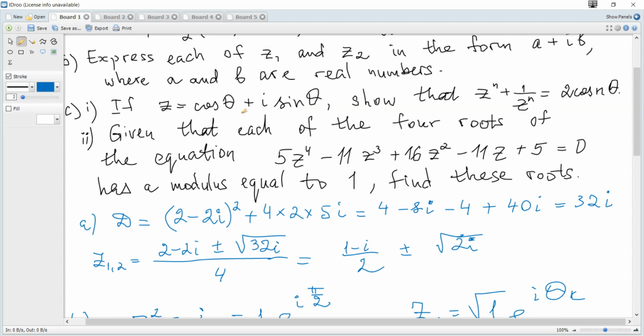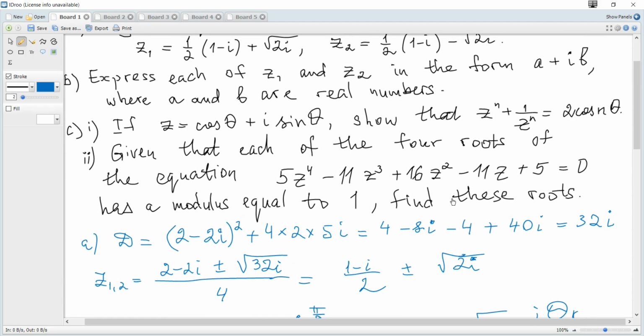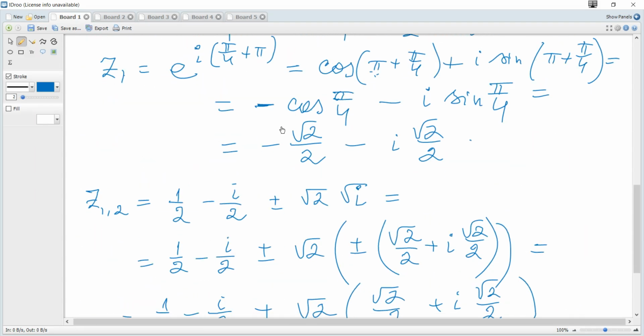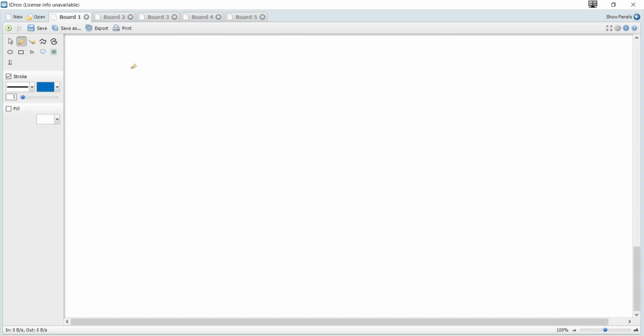If z is cosine theta plus i sine theta, show z to the power n plus 1 over z to the power n is 2 cosine of n theta. Definitely a complex number to some power, we should use what? De Moivre's theorem, and it says that z to the power of n, in general, is modulus to the power n, cosine of n theta plus i times sine of n theta.